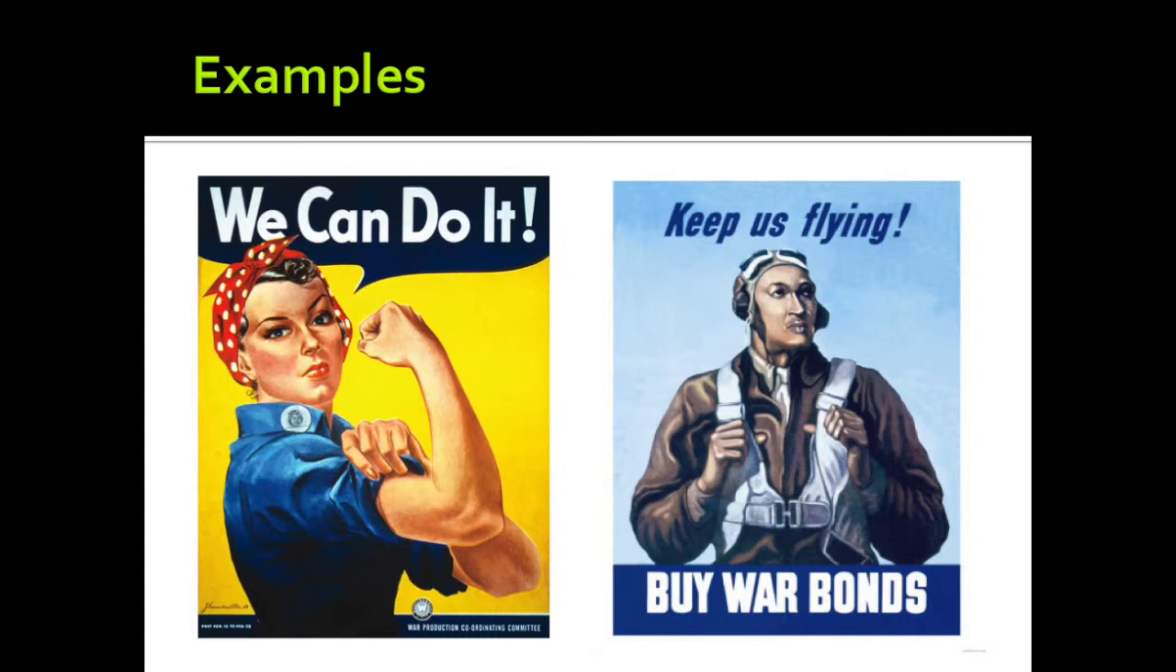The way in which war bonds were received is, one, they had these pieces of propaganda, such as not recruiting posters, but these posters that would try to pass along a message. So the message here is that if you want to keep our Marines and soldiers flying, then we're going to need your money to help with that.